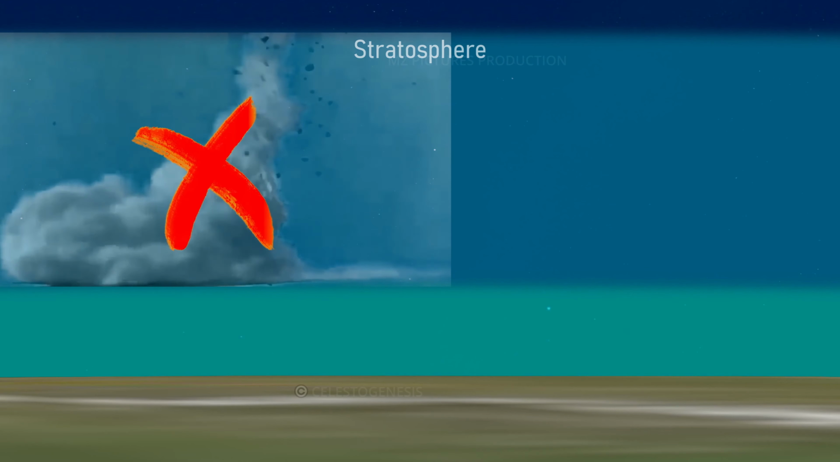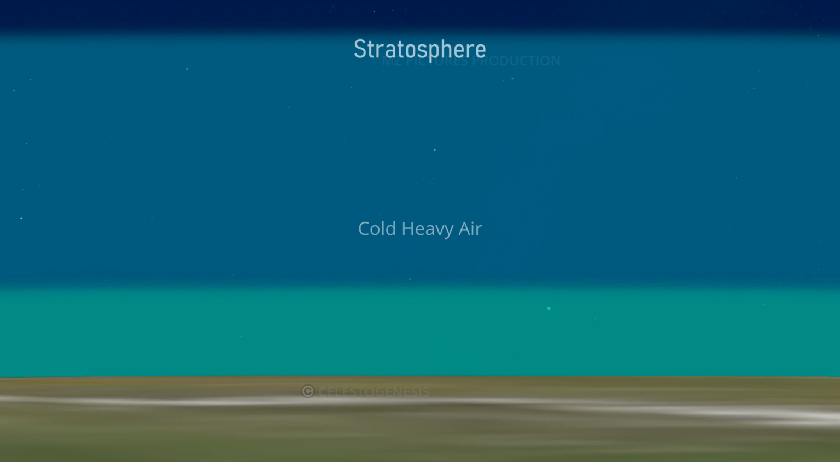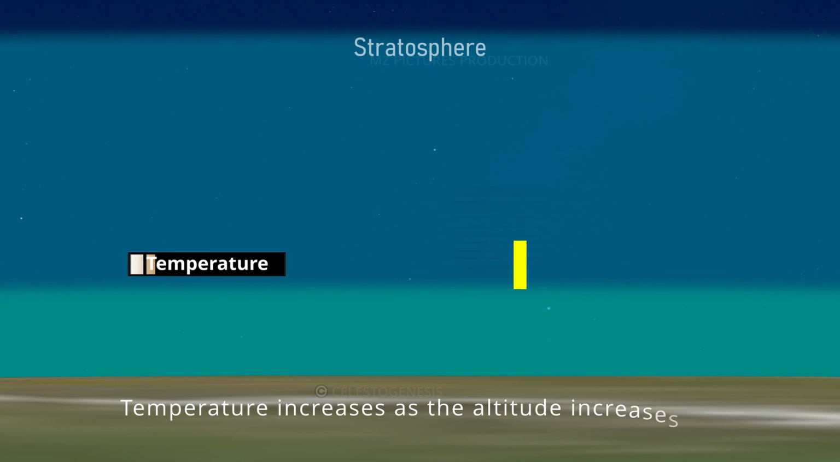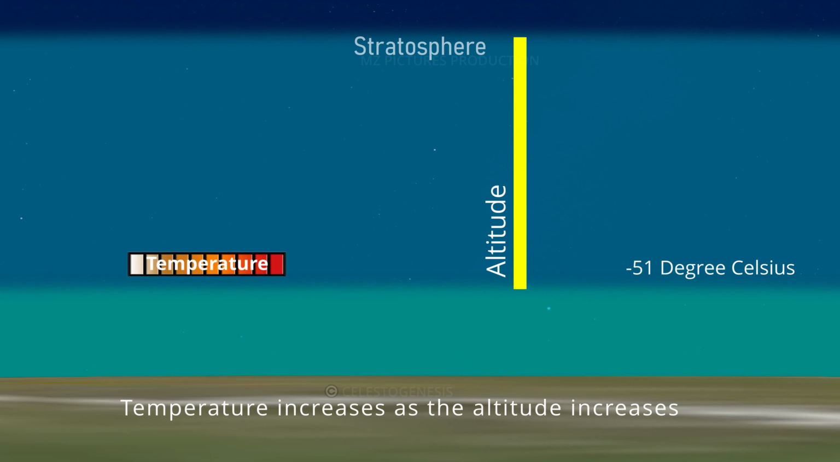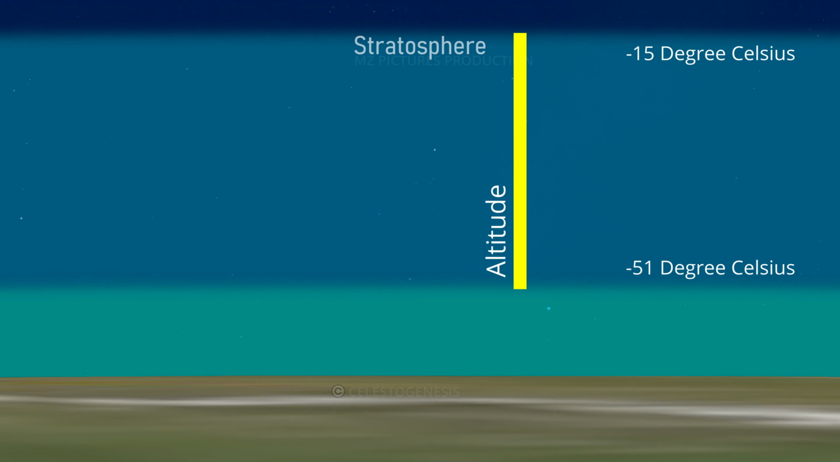There are no storms or turbulence here to mix up the air. Therefore, cold heavy air is at the bottom and warm light air is at the top. The increase of temperature with altitude is a result of the absorption of the sun's ultraviolet radiation by the ozone layer. That means temperature increases with height and is ranging from minus 51 degrees Celsius at the bottom to minus 15 degrees Celsius at the top of stratosphere.